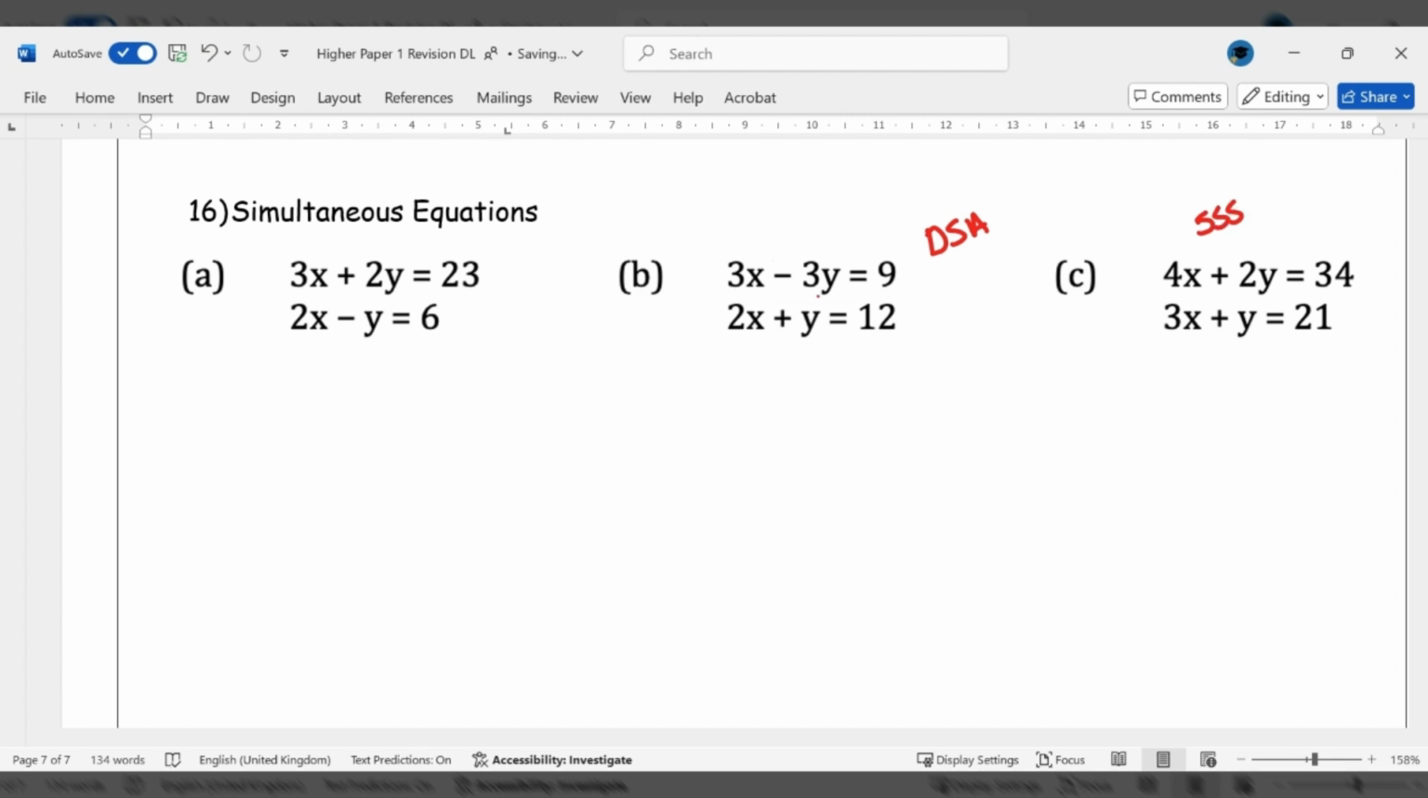So we start looking here at the y's, okay? This is our first thing. On the top, I got 3y, bottom 1y. To make them the same, I need to times this one by 3. Then they'll both be 3y. So I'm not changing the top equation, but I'm tripling the bottom equation, all of it.